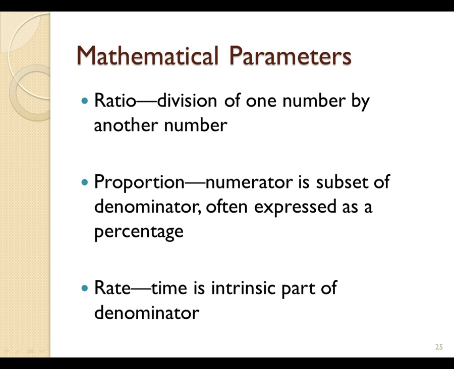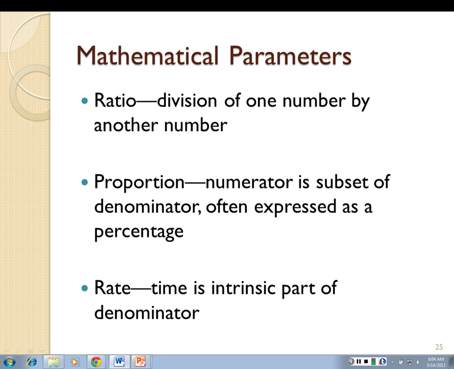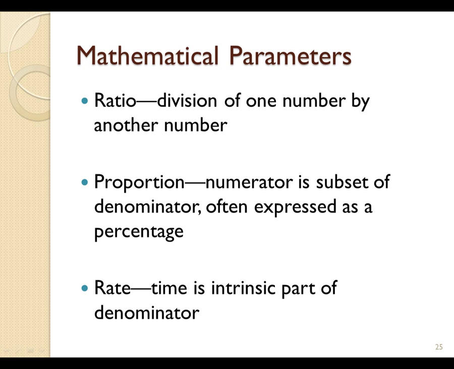There are three classes of mathematical parameters that are used to relate the number of cases of disease to the size of the population and to time. A ratio involves the division of one number by another number. However, the two numbers do not have to be related. A proportion is where the numerator is a subset of the denominator and is often expressed as a percentage. Finally, a rate includes time as an intrinsic part of the denominator.